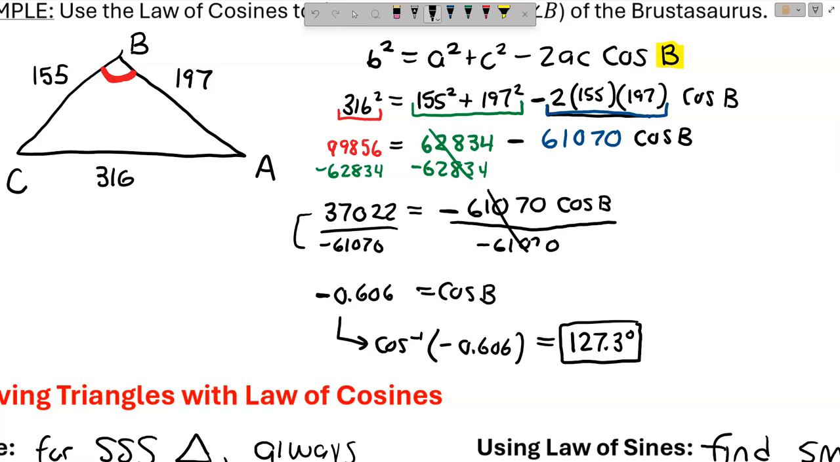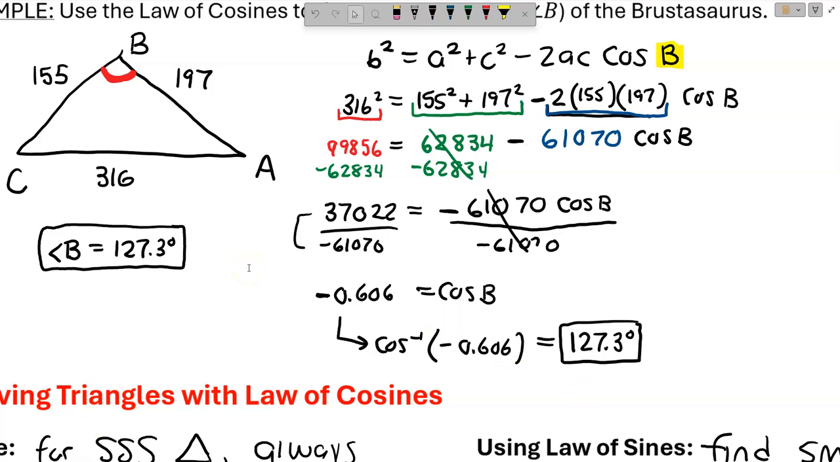So here, the good news is, while the algebra is a little sloppy, there's no ambiguous case. No ambiguous case. So don't cheer too loud when you hear that. Our answer here is 127.3. In fact, if you have a negative ratio, that's going to give you an angle that's in quadrant 2. A positive ratio is going to give you an angle that's in quadrant 1.